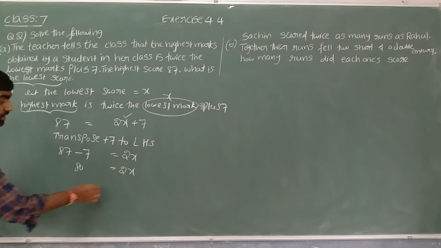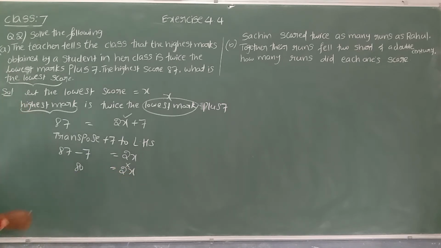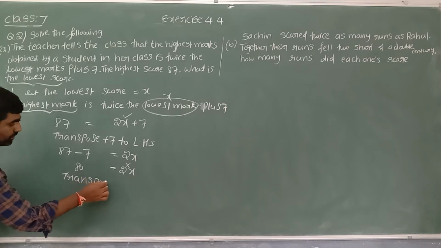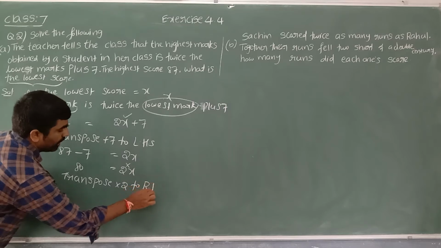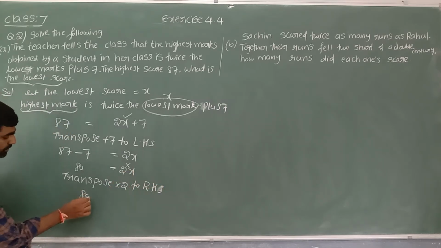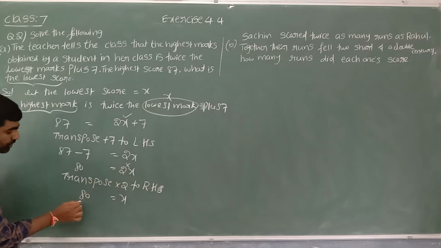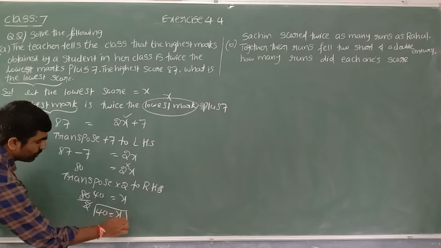Still, to make x separate, we have into 2. Now this time, into 2 you can transpose from the LHS. Right? Transpose. Yes, transpose into 2 to the right hand side, RHS. Now 80 is equal to x into 2. If I transpose, it becomes divided by 2. 2 fours are 8, 2 zeros are 0, so 40 is equal to x. I mean, x equal to 40.